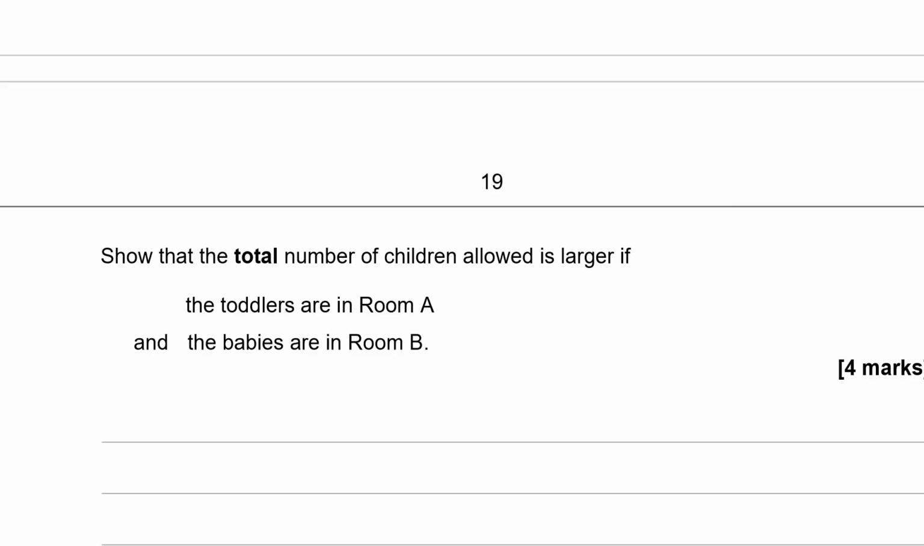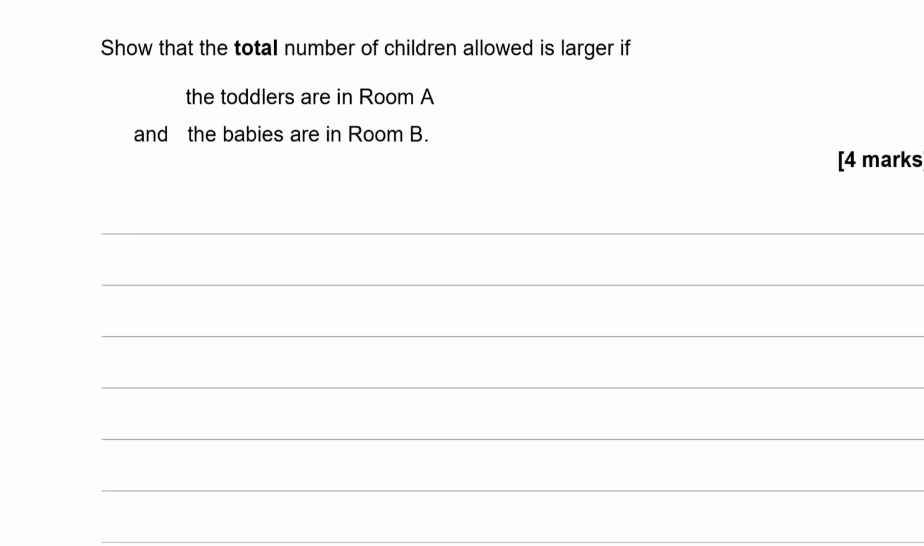There isn't one yet. Well, we have to wait until the other side of the paper to learn what the question is. So, show that the total number of children allowed is larger if the toddlers are in room A and the babies are in room B. Okay, so we need to show that one is larger than the other. So we need to work it both ways around, basically, don't we? So we need to work out how many toddlers we can fit into room A and babies in B, and then compare that to the other way around and work out what the total is. Okay?